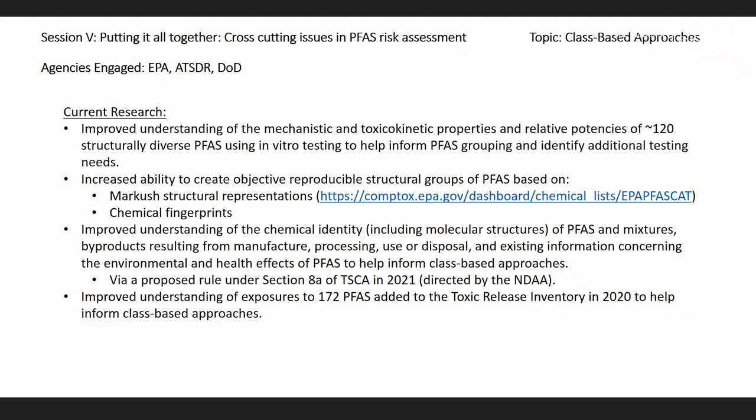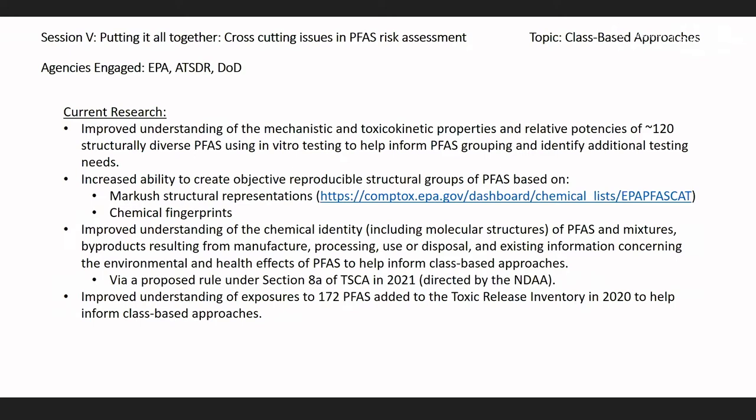Current research is listed here. Improved understanding of the mechanistic and toxicokinetic properties and relative potencies of about 120 structurally diverse PFAS is going to be available relatively soon using in vitro and high-throughput toxicokinetic as well as toxicity assays. We believe this is going to help inform PFAS grouping as well as identify additional testing needs, and we discussed this yesterday.